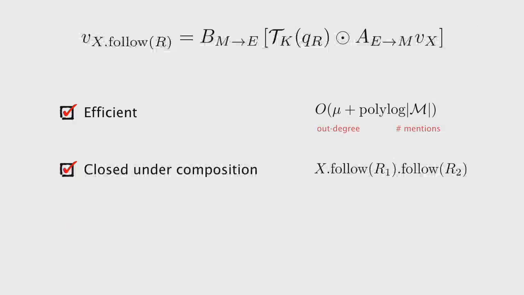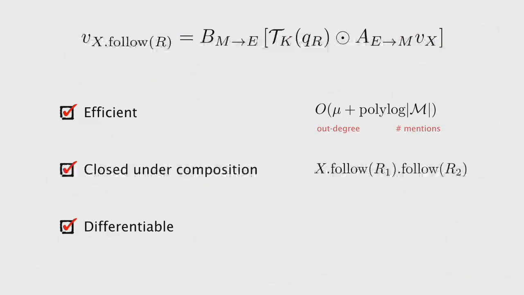Secondly, this is closed under composition. What do I mean by that? We started with a sparse vector of entities, and applying our operation once resulted in another sparse vector of entities. So now I can chain these operations together. I can define something like X, follow R1, and then follow a second relation R2.